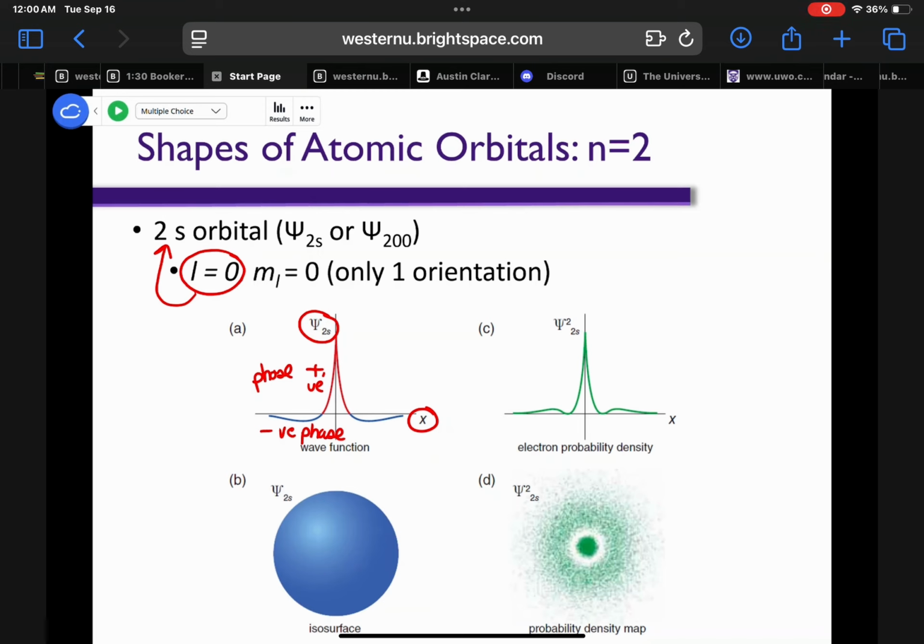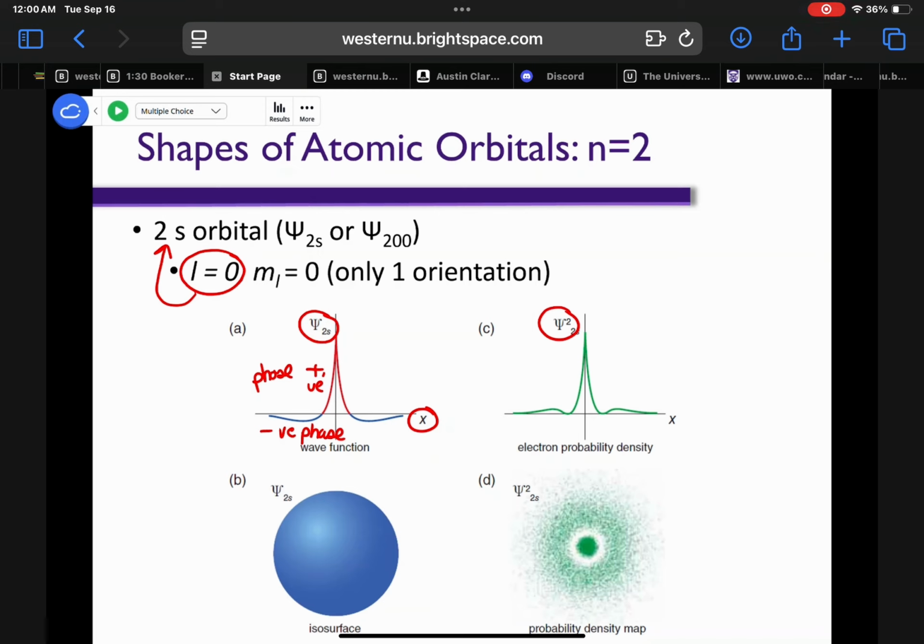Okay, so we have this wave function. It has a positive phase and negative phase. When we square it, everything becomes positive. 2 times 2 is 4. Negative 2 times negative 2 is positive 4, right? So when we square something, it becomes positive. So we now have, when we square it, everything coming up above the line.